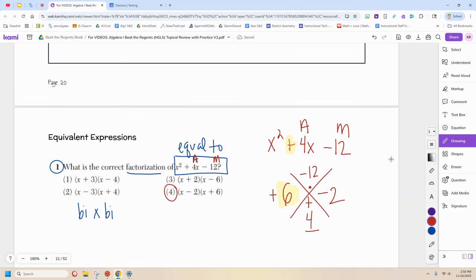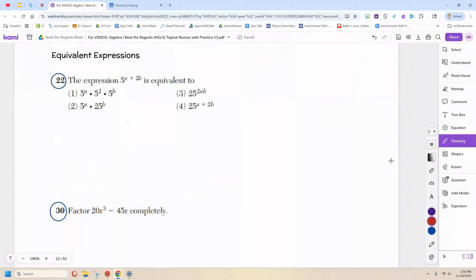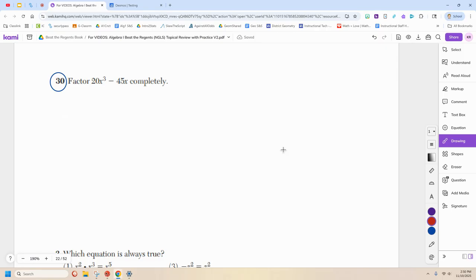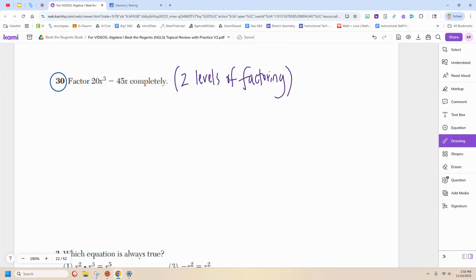All right, so now I'm going to have you turn the page again, and we're going to go to question number 30, where it says factor completely. So when you have the word completely, that tells you there's probably going to be 2 levels of factoring. And that makes sense. This is an open-ended question. It's question 30. It is a 2-point question. So let's aim to get 1 point.